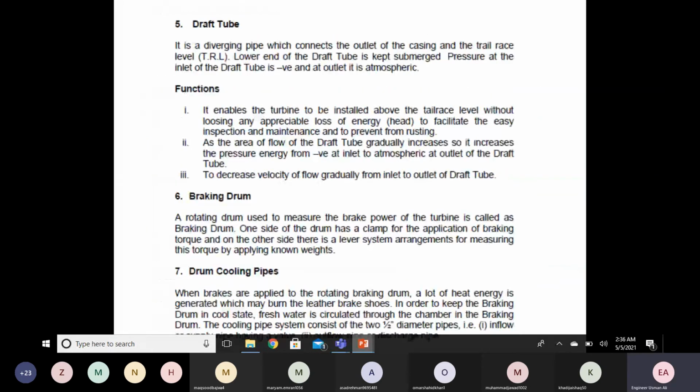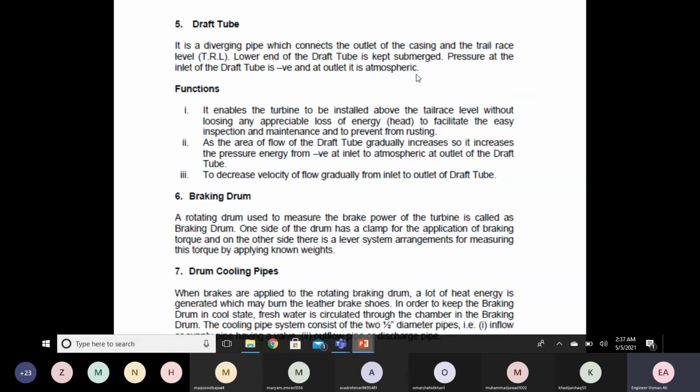So it connects the outlet of the casing and the tail race level. Lower end of the draft tube is kept submerged as I have shown in the figure. Pressure at the inlet of the draft tube is negative. Inlet of draft tube means outlet of the casing, and at the outlet of the draft tube it is atmospheric.